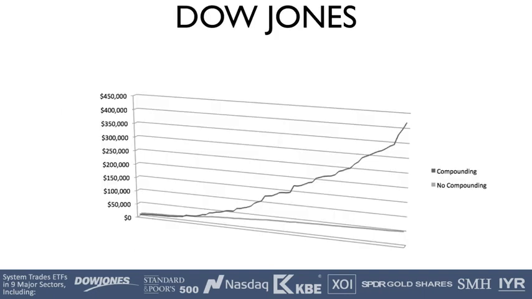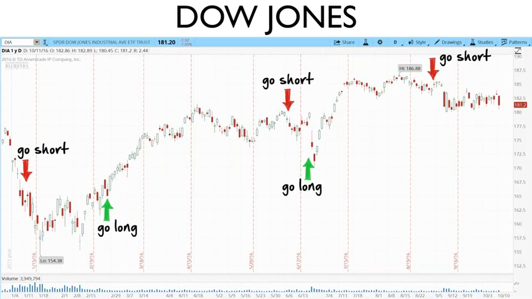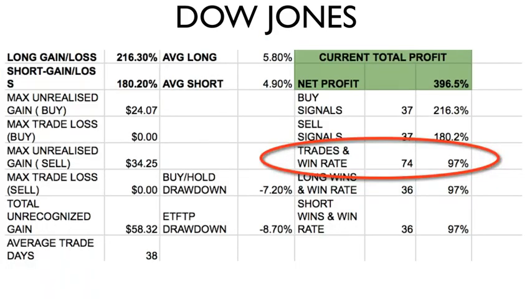So on the Dow Jones, and these are a little bit dated, they're as of the end of this last year. Here's what would have happened if you would have put $10,000 into each of our Dow Jones signals trading simply long and short on the Dow Jones. With compounding, you would have turned $10,000 into nearly $450,000. And here's some examples of where those trades were placed. Short, long, short, long, short, with about a 97% accuracy, as in 97% of the trades turned out to be profitable.